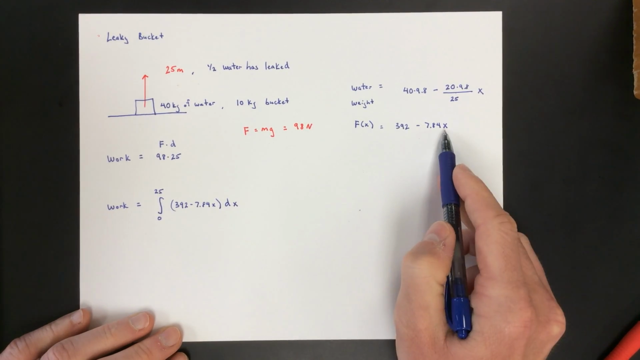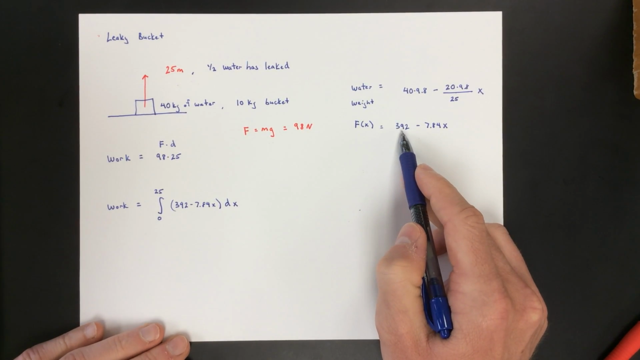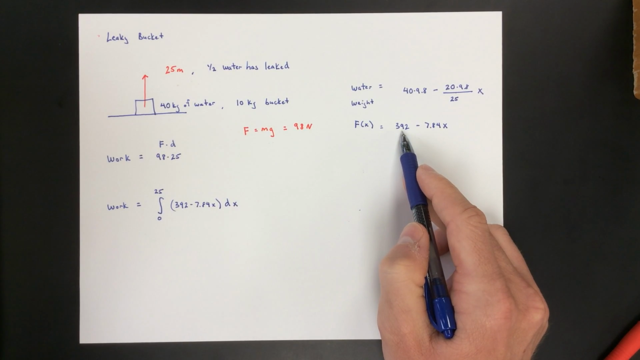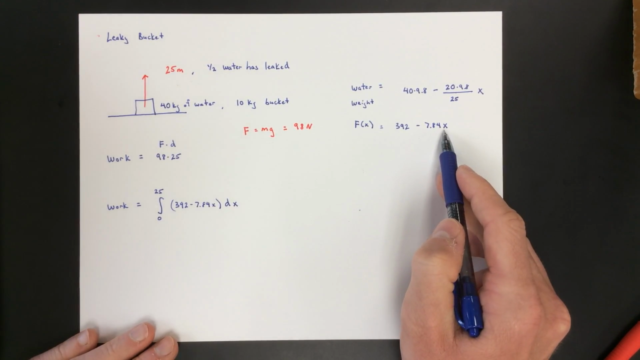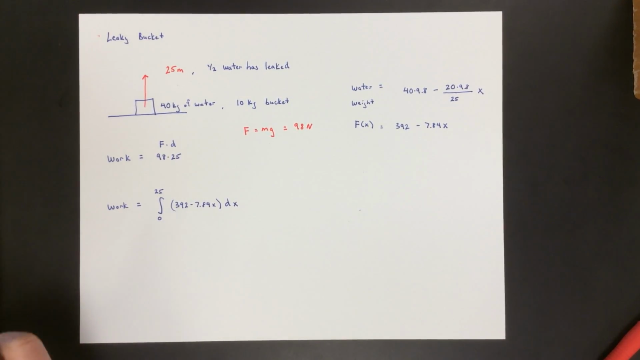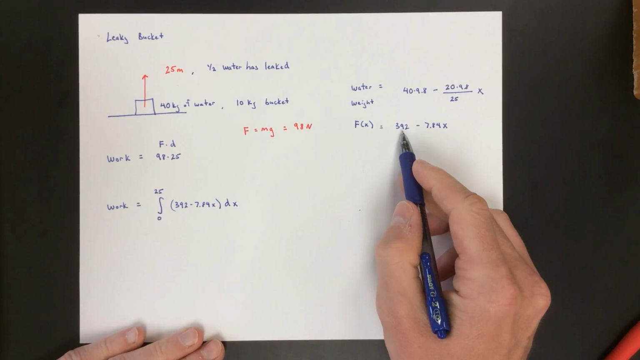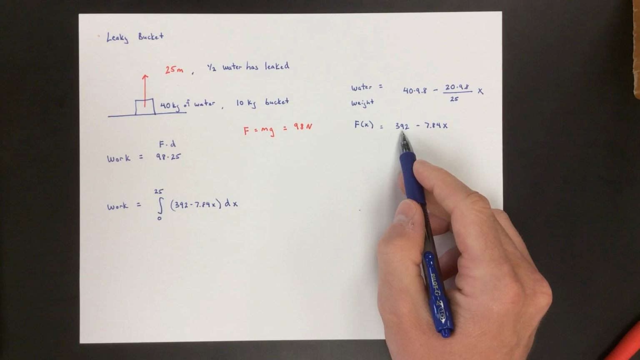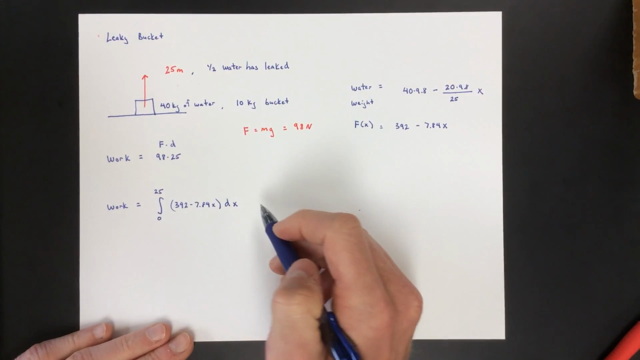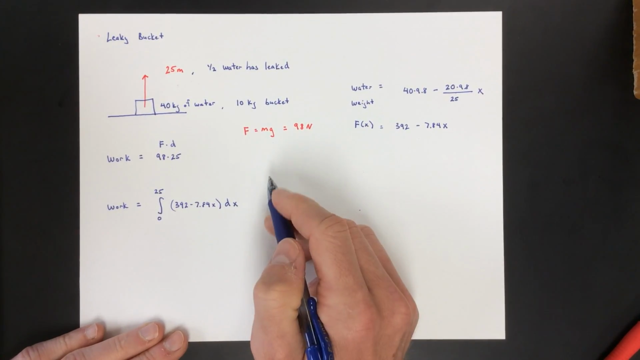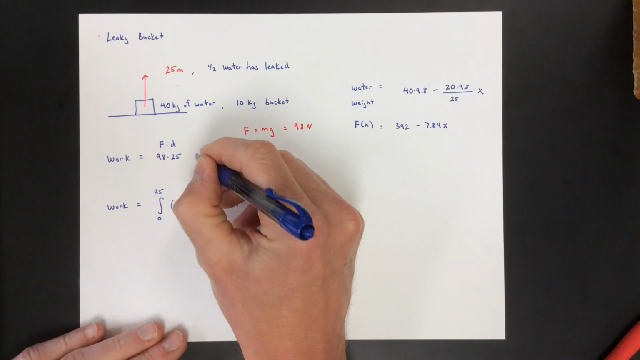At the beginning, when x is 0, the force is 392, meaning all of the water. When we get all the way to the top, if we just let x be 25, 392 minus 7.84 times 25, then we get 196. Well, of course we get 196, because we only weigh half as much, because that was the given information. Okay, so let's work out all these numbers then.